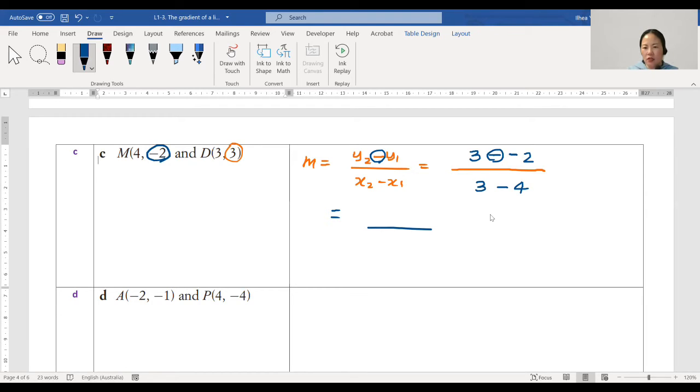3 minus minus 2 becomes 3 plus 2. And then 3 minus 4 is just 3 minus 4. So if I simplify, that would be 5. Now this one, 3 minus 4, it's going to be? Minus 1. Excellent, minus 1. We don't write a 1 on the bottom. When it's a 1 on the top of the fraction, as a numerator, we can keep it. But if it's on the bottom, we don't keep it. So the answer will be minus 5.